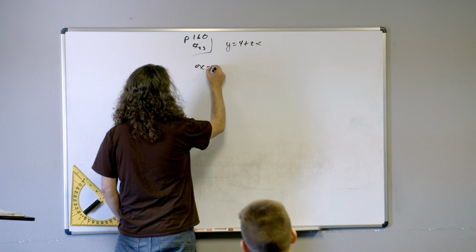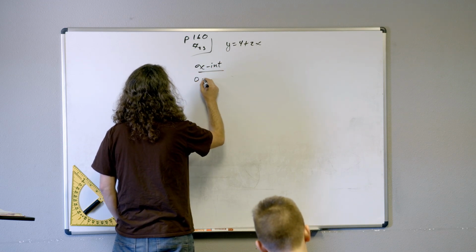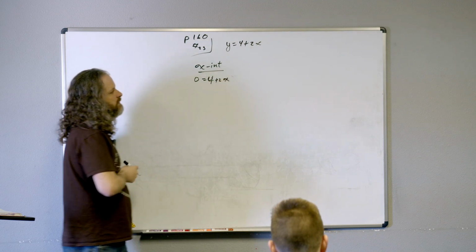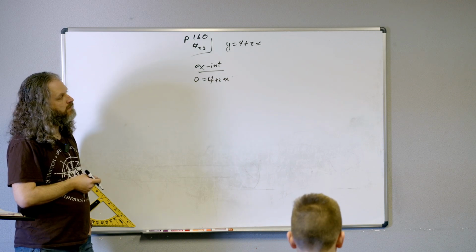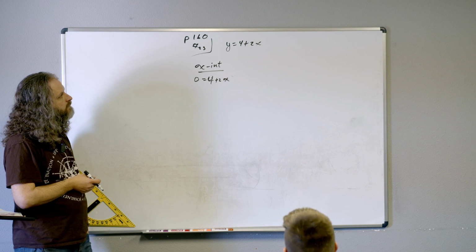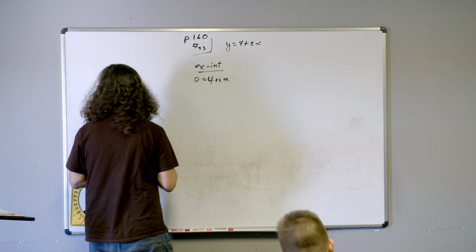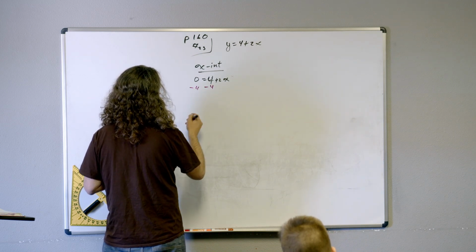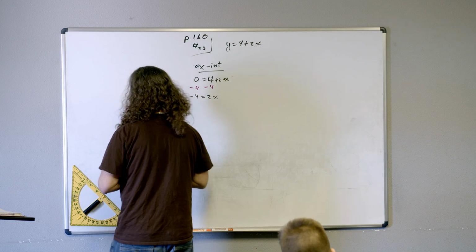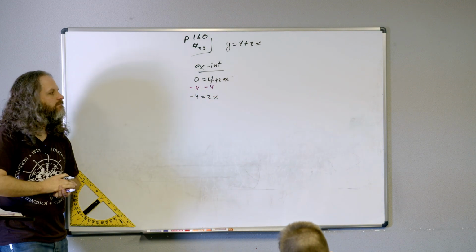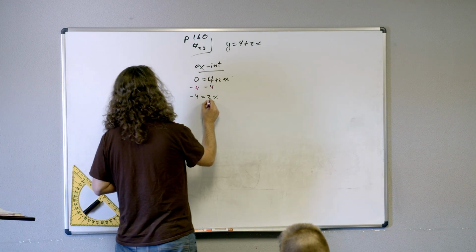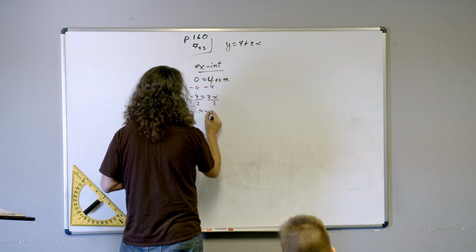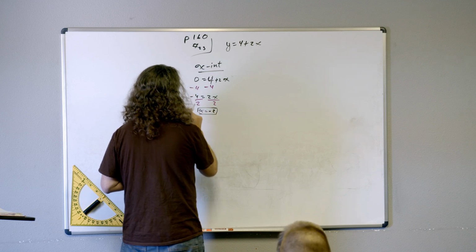To find the x-intercept, we put y equals zero, and then we solve. Now what? Divide by 2. So the x-intercept is that x equals negative 2. Now what?